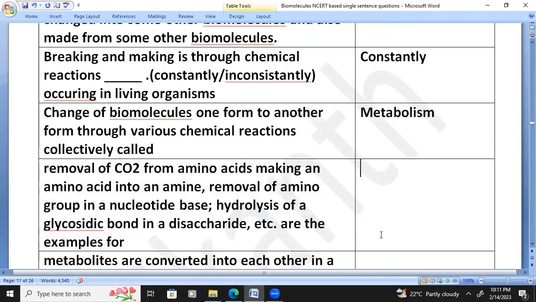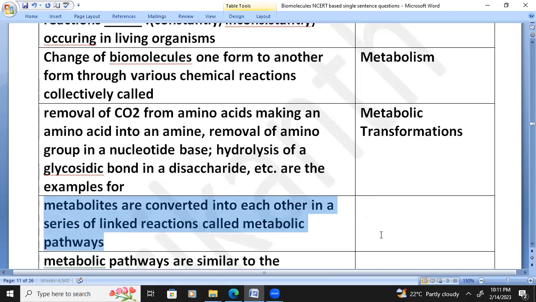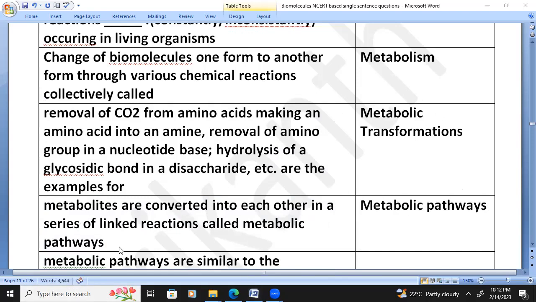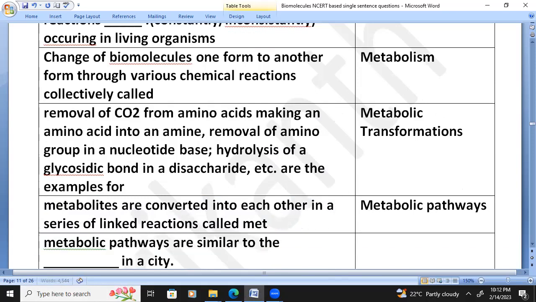Removal of carbon dioxide from an amino acid, making an amino acid into an amine, removal of an amino group in a nucleotide base, and hydrolysis of a glycosidic bond in a disaccharide are examples of metabolic transformation. Metabolites are converted into each other in a series of linked reactions called metabolic pathways.